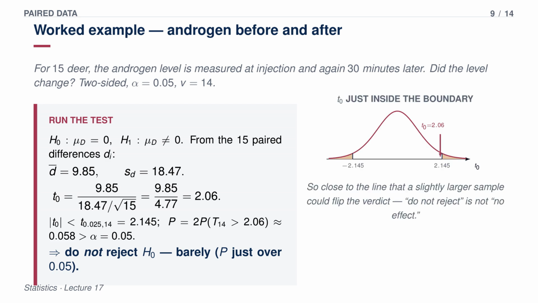The p-value, twice the tail past 2.06, comes out about 0.058, just over alpha. Look how close that arrow sits to the boundary line. The verdict is do not reject, but barely. And that deserves a beat. This close to the line, a slightly larger sample could flip it. Do not reject is not the same as no effect.